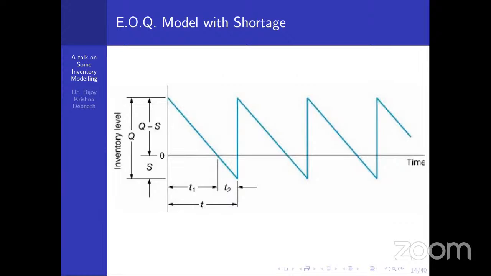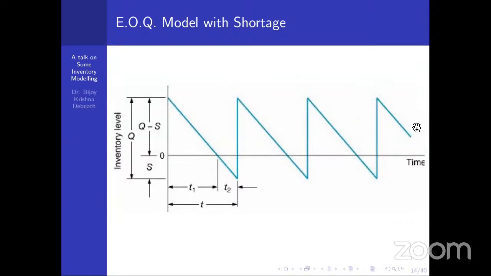So this type of cost is called shortage cost or backordering cost. You have this inventory level Q and shortage level S. So positive inventory is Q minus S. This positive inventory vanishes by the time T1, and then negative inventory starts and goes up, lasting up to T2. At the point T2, you receive your replenishment order quantity, and it again rises by Q units, and the cycle goes on.